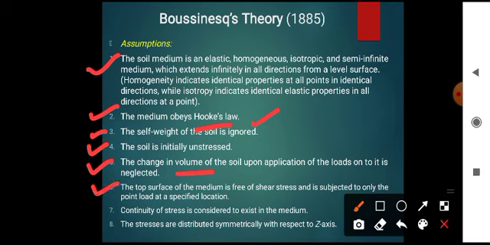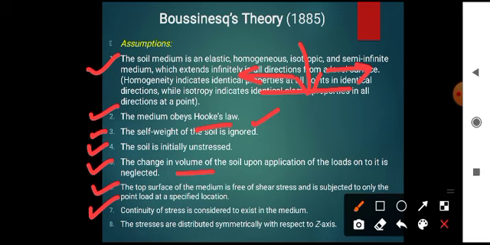Sixth one, the top surface of the medium is free of shear stress and is subjected to only the point load at a specified location. As we know, in almost all applications of the load, when we are talking about the point load, as soon as it is applied on the surface, there is shear stress which is going to act in this particular direction. That shear stress we are not going to consider in this particular theory.